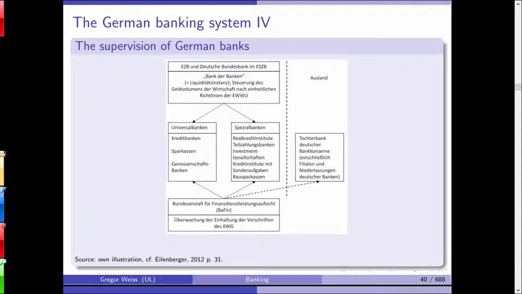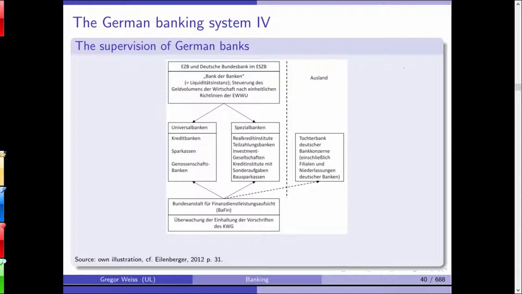They do analyses and they try to prevent fraud and fraudulent trading and insider trading. There are some quite famous examples where BaFin has actually stepped in. One example are CFDs.